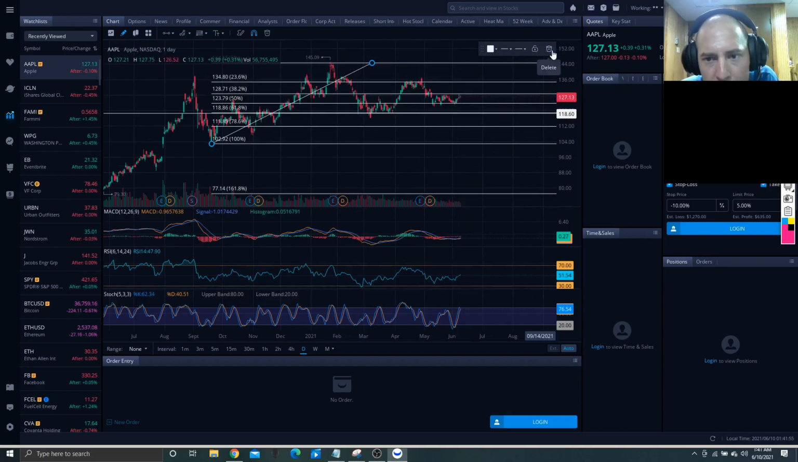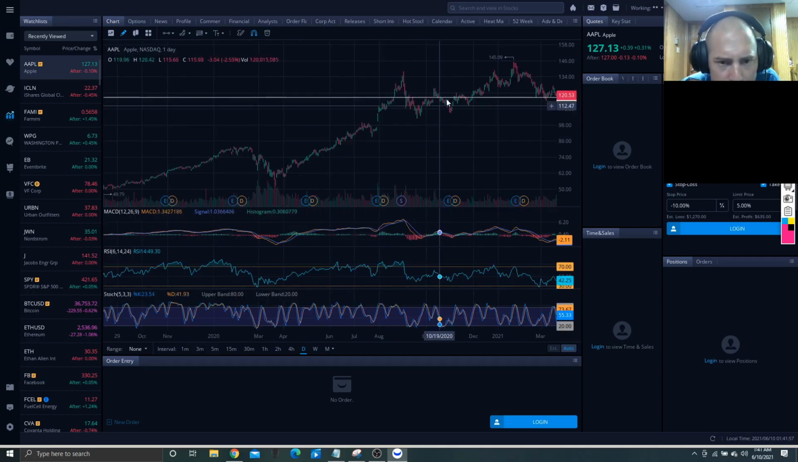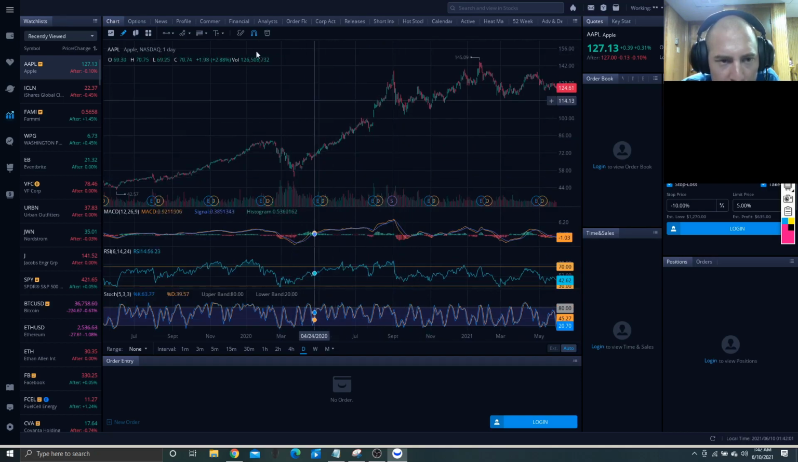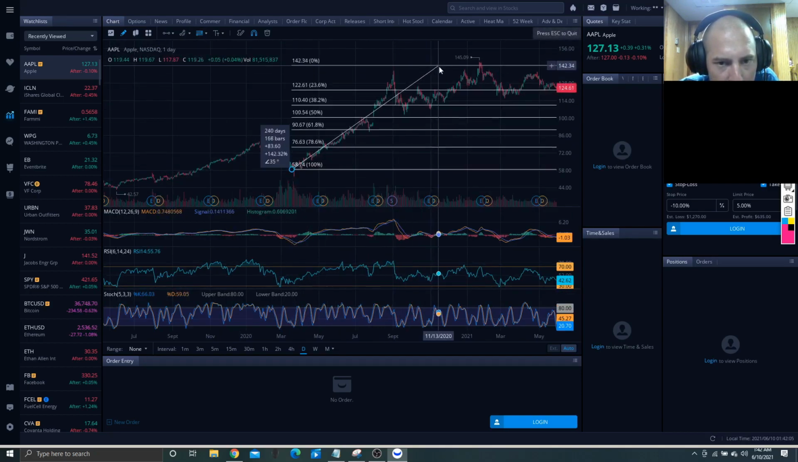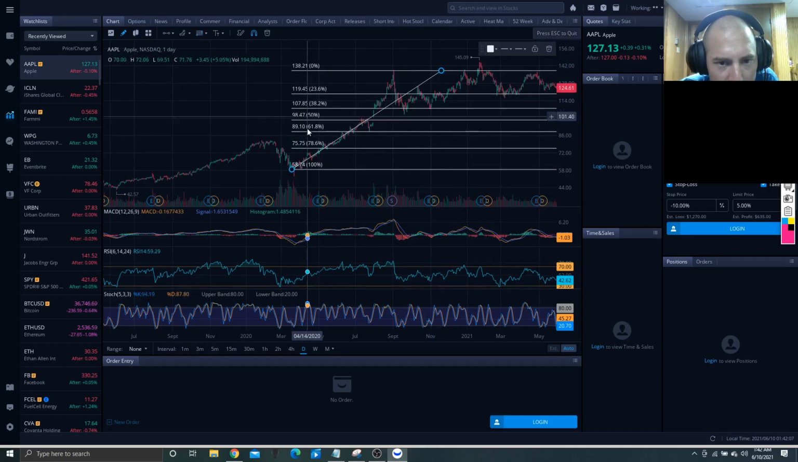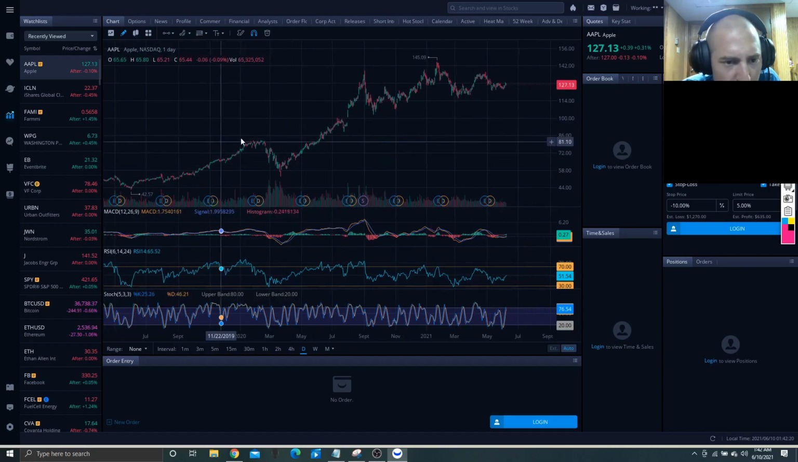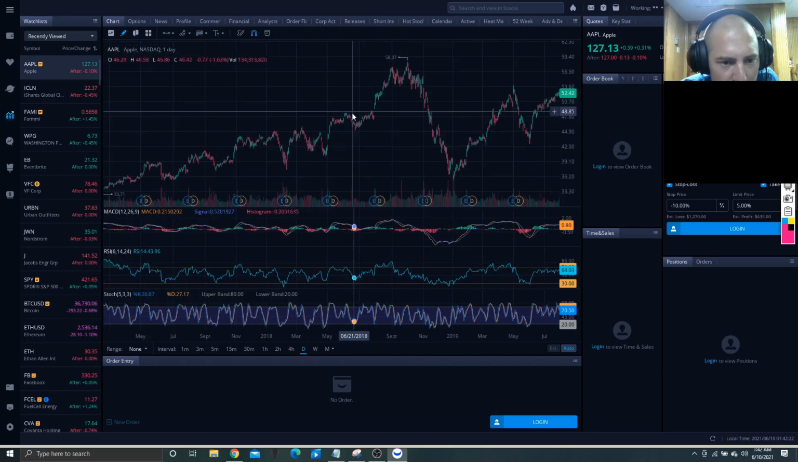Let me delete this one. So, let me delete this as well. Okay, so here's an impulse wave I haven't drawn anything on. Let's just draw that there and see how many times we bounce off of it. 38.2, 38.2, 23.6 we're bouncing off of. And some of these other levels we are going to bounce off of, but most people pay attention to the 61.8.